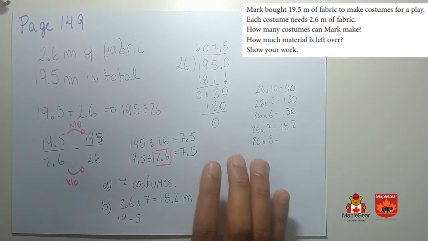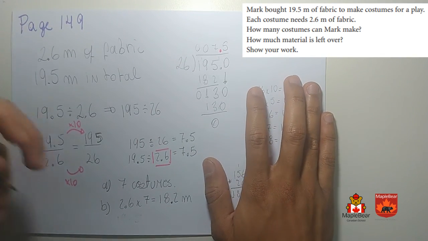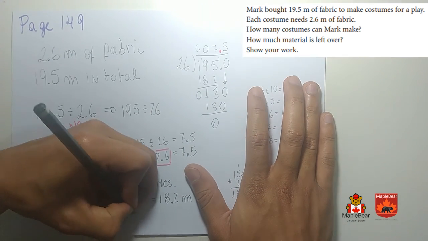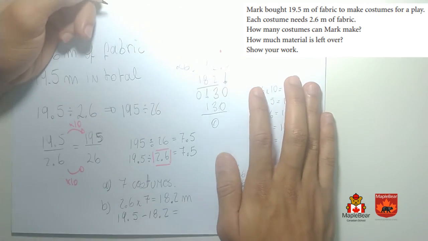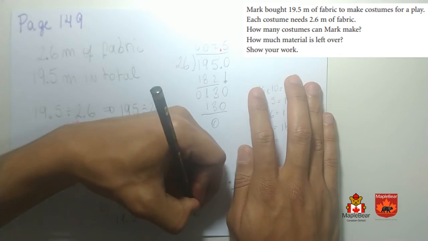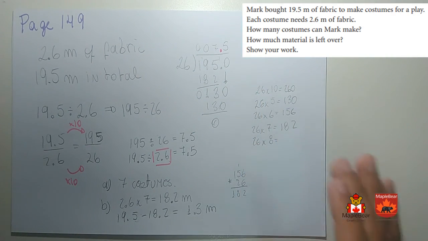So now I'm going to do a calculation. My calculation is going to be 19.5 minus 18.2. And this calculation will be equal to 1.3 meters. Okay? So, guys, that's it about divisions with decimals, okay?